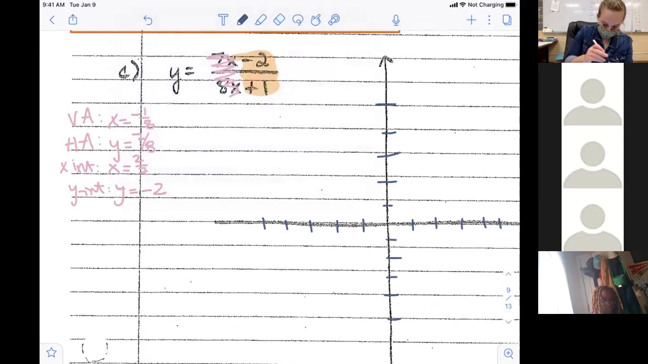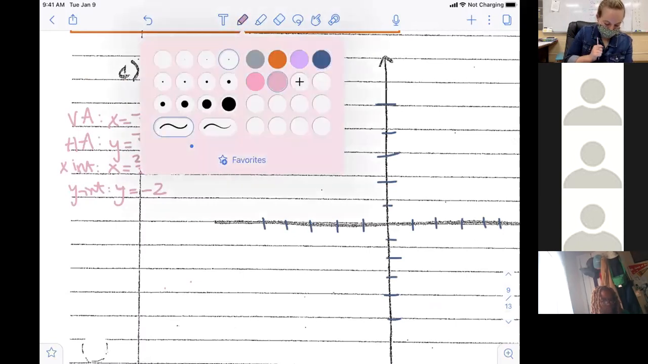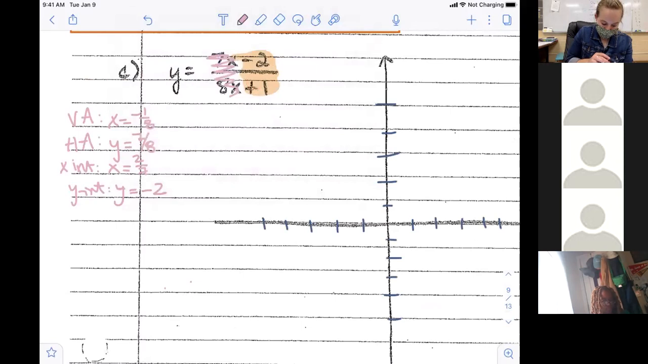Okay. So I've got my vertical asymptote at -1/8, so almost on the y-axis. And then my horizontal is 7/8, so almost at 1, so somewhere in here. And then my x-intercept is between 0 and 1, so it's in here somewhere. And then my y-intercept is -2.